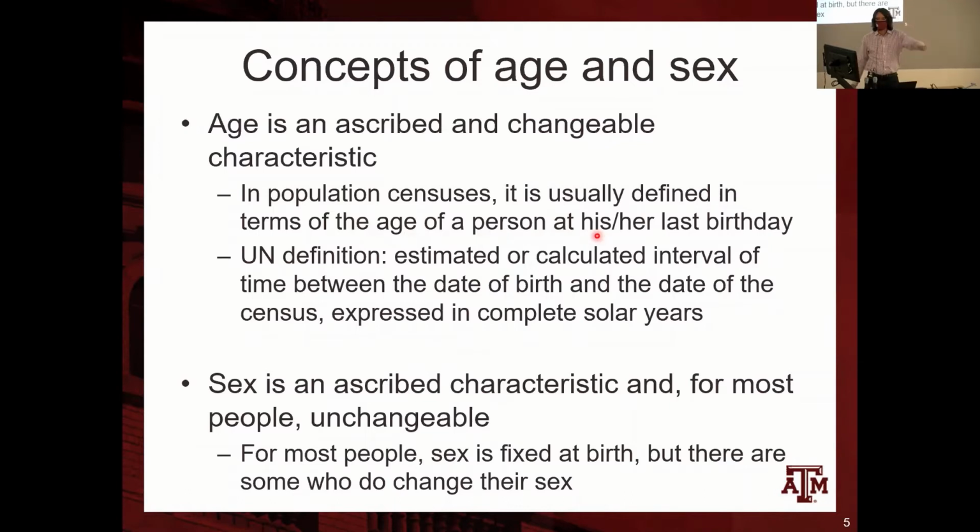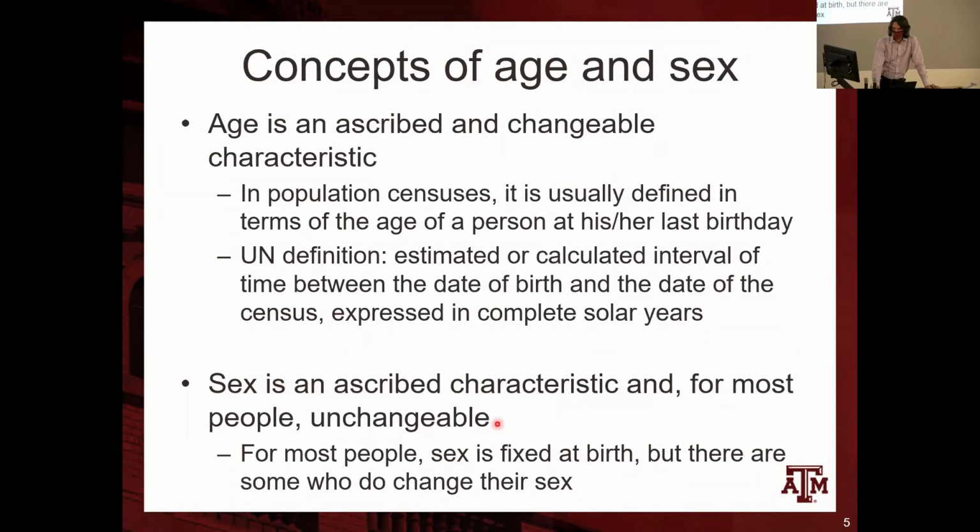The formal definition of age by the United Nations is that age is the estimated or calculated interval of time between the date of birth and the date of the census, expressed in complete solar years, right? So that's how we think about age, related to the birthday, and then comparing to the year when you are getting this information from the person.